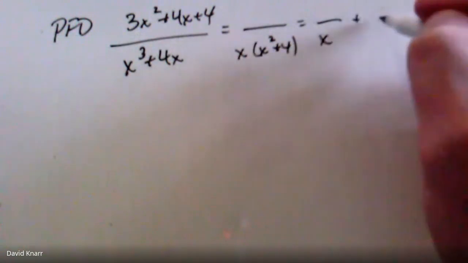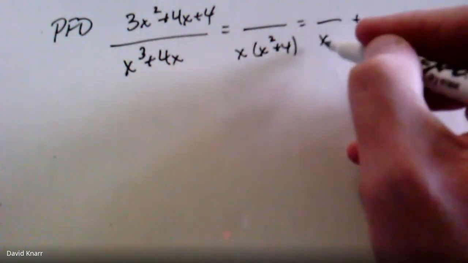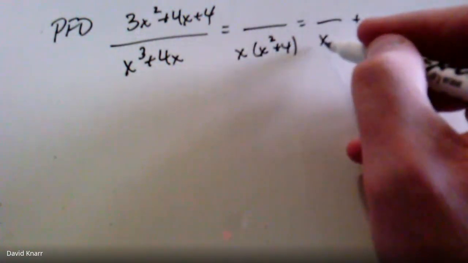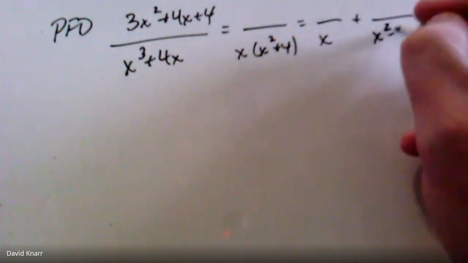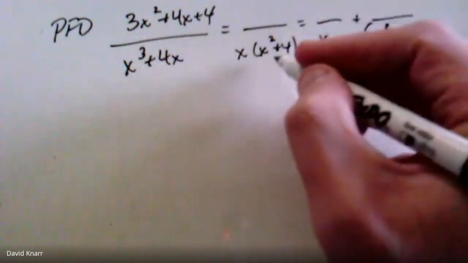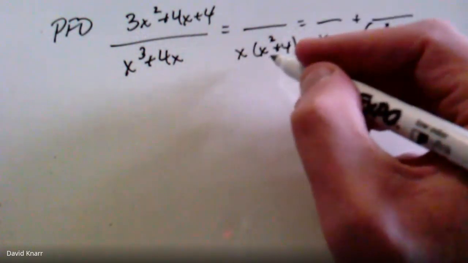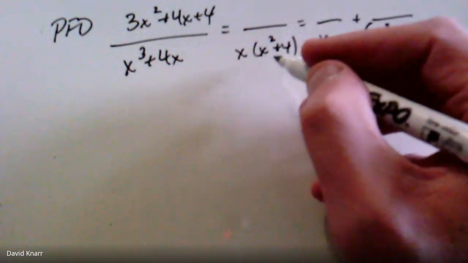Just save some marker. So the first fraction would have an x in it. The second fraction would have an x squared plus 4 in it. I can't factor this. It's not the difference of two squares, it's the sum.